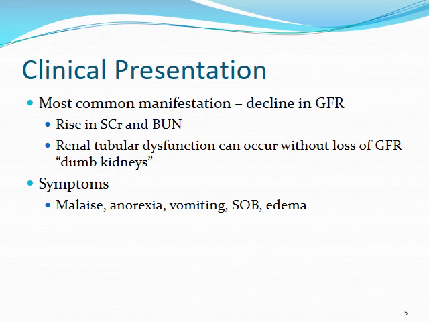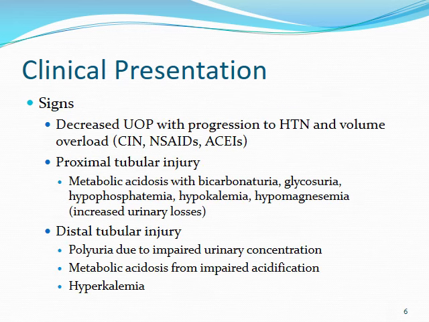Some of the other symptoms you're going to be seeing with this include things like malaise, anorexia, vomiting, edema, especially in patients who have poor cardiovascular function. Certainly you're going to see a lot of backup of fluids secondary to this. Some other signs we can be seeing are decreased urine output, with a progression eventually to developing more hypertension and volume overload. So certainly things like contrast-induced nephropathy, or CIN, would be involved with this here. NSAIDs, ACE inhibitors for sure.